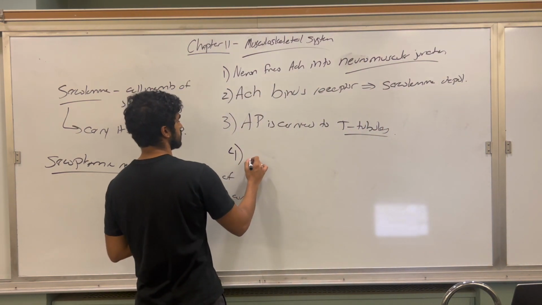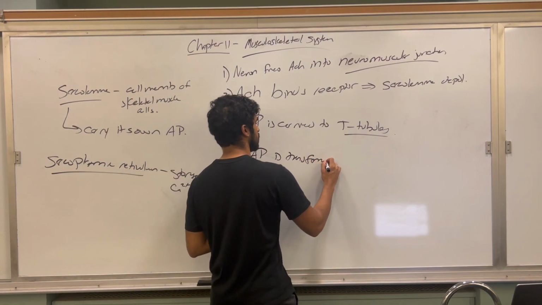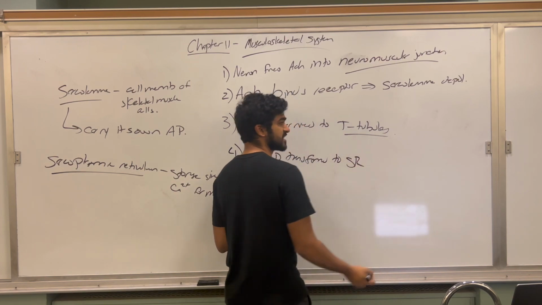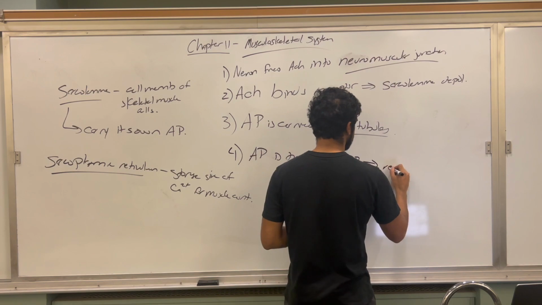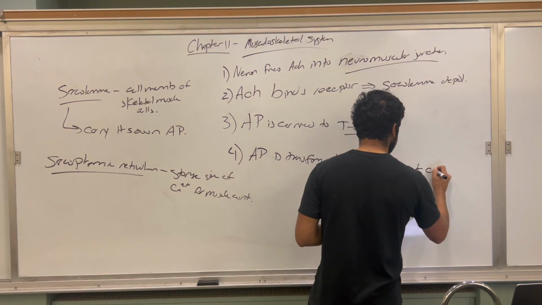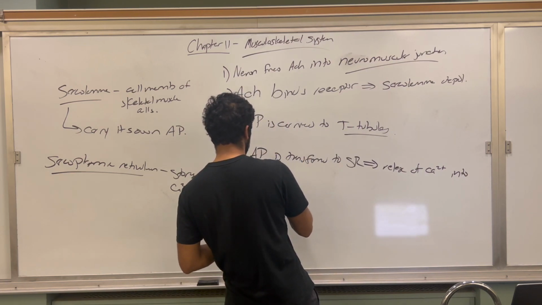So number four, action potential is transferred to the sarcoplasmic reticulum, SR, which leads to the release of calcium into the myocyte.